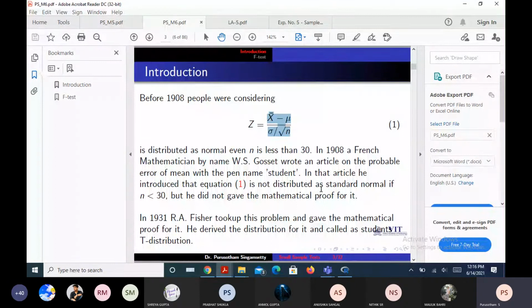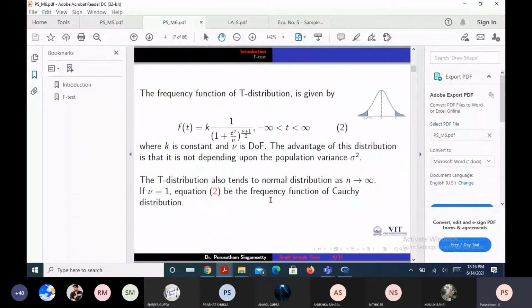In this article, he showed that the Z test, which we used for large samples, does not exactly follow the normal distribution for small samples, and hence is not an appropriate test statistic when the sample size is smaller. Later, R.A. Fisher took up this problem and gave a mathematical representation for small samples. It follows the t distribution, given by f(t) = k times (1 + t squared over nu) to the power of minus (nu + 1) over 2, where nu is called the degrees of freedom.